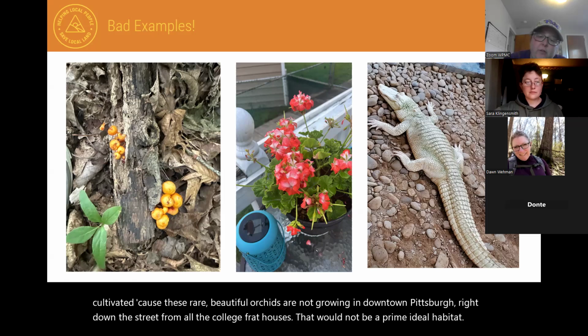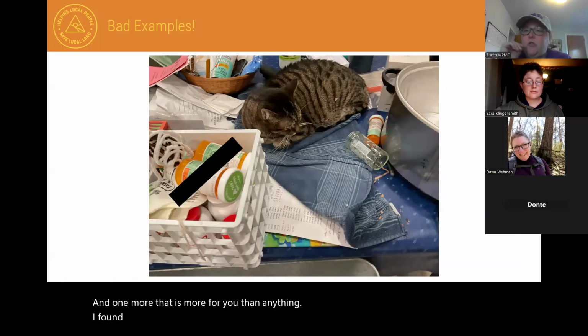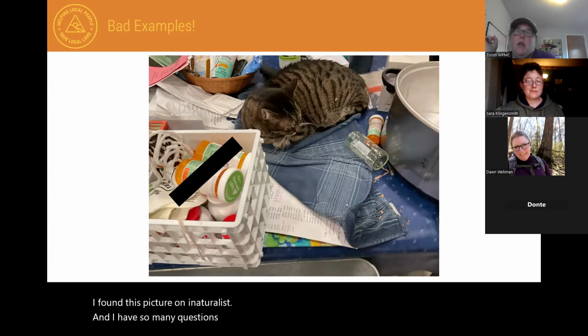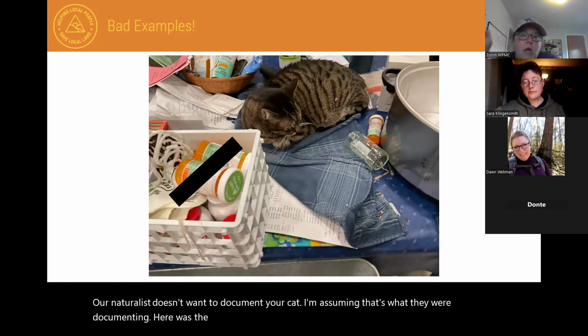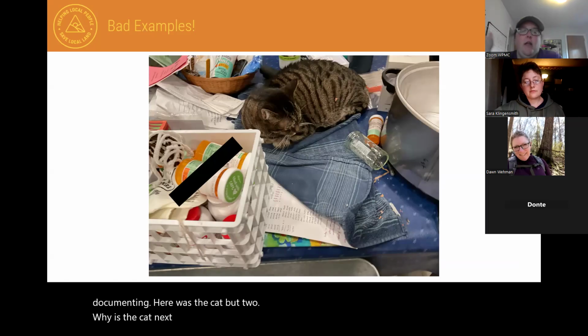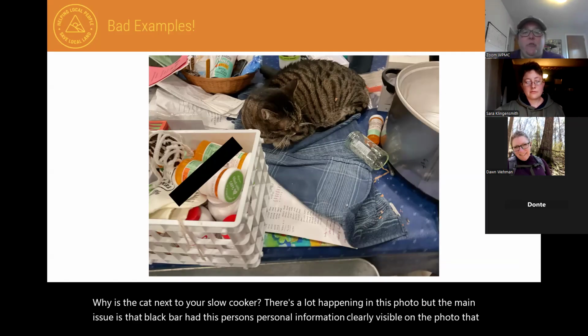And one more that is more for you than anything. I found this picture on iNaturalist, and I have so many questions. For one, iNaturalist doesn't want to document your cat. I'm assuming that's what they were documenting here was the cat. But two, why is the cat next to your slow cooker? I don't know. There's a lot happening in this photo, but the main issue is that black bar had this person's personal information clearly visible on the photo that they uploaded to iNaturalist.